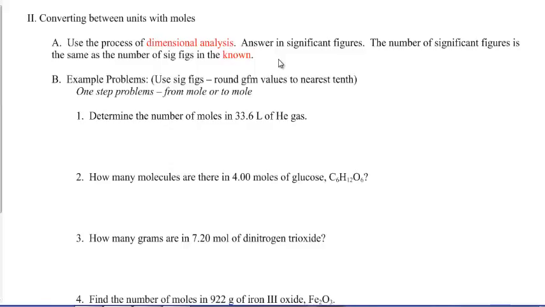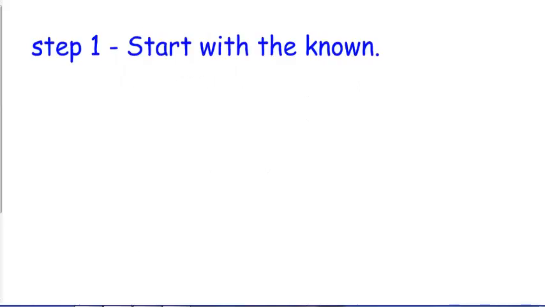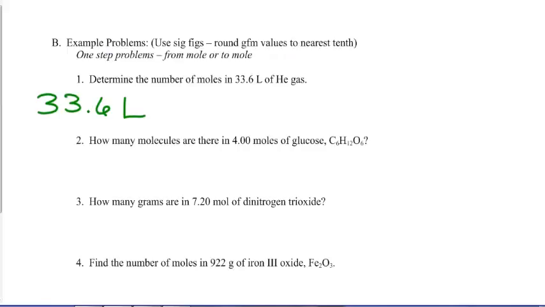We're going to start with some really basic examples. We're going to start with one-step problems. So we're either going from the mole or to the mole. Let's look at the first example. Determine the number of moles in 33.6 liters of helium gas. I'm going to give you a step-by-step process. I suggest you write it somewhere so that you can follow it as you do different problems. Step 1, we always start with the known. So in this case, the known is 33.6 liters. Notice I wrote the unit as well as the number.